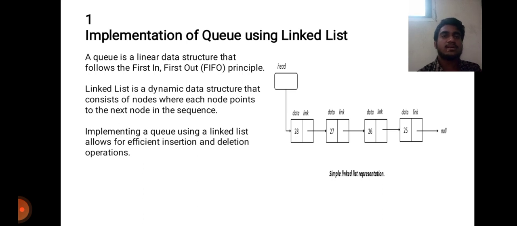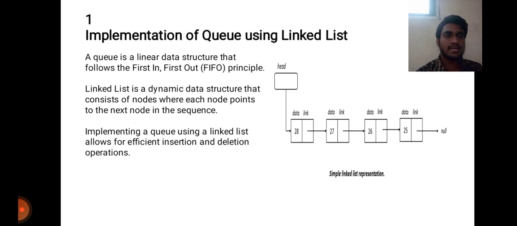First, implementation of queue using linked list. A queue is a linear data structure that follows the first in, first out (FIFO) principle. Linked list is a dynamic data structure that consists of nodes where each node points to the next node in the sequence. Implementing a queue using a linked list allows for efficient insertion and deletion operations.